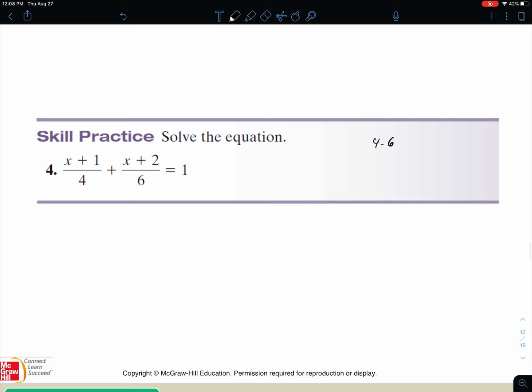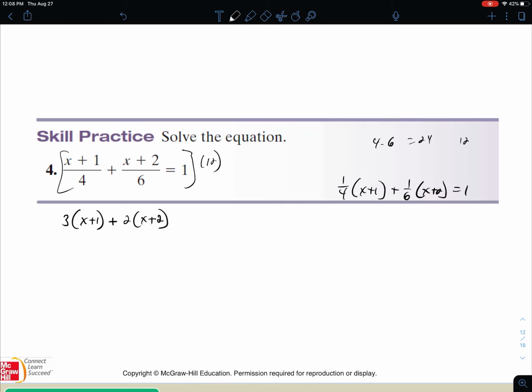So this problem here, we got 4 and 6, which is 24. But the nice thing about it is that we know that 12 is also a multiple of 4 and a multiple of 6. So we can go a little smaller, and we don't have to go so large with the 24. So remember, this is going to be this, right? This is the same thing as the problem that we have in front of us. So if I multiply everything by 12, 12 times 1 is 12. 12 divided by 4 is going to be 3. And then 12 times 1 is 12 over 6 is going to be 2. And then 12 times 1 is 12.